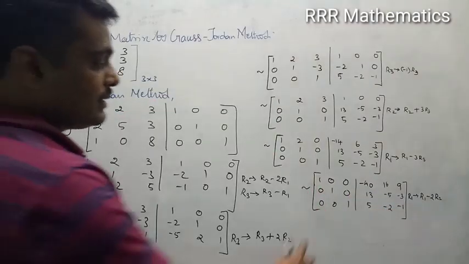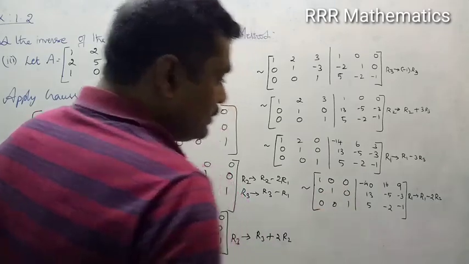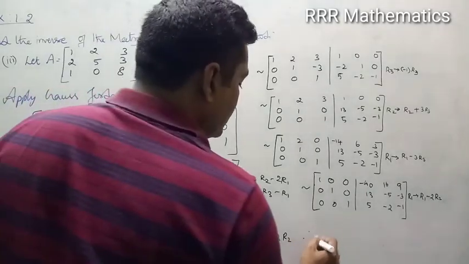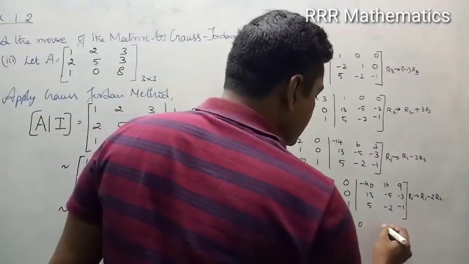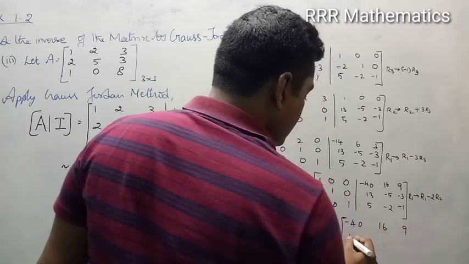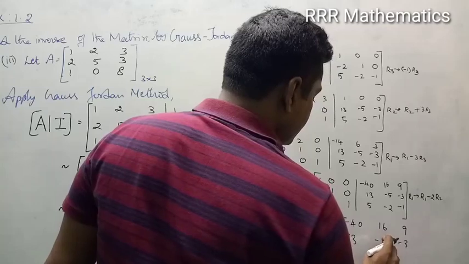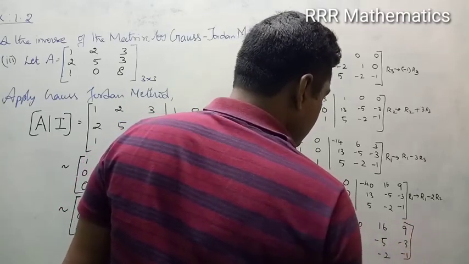Finally, the first 3 by 3 has become an identity matrix: 1, 0, 0, 0, 1, 0, 0, 0, 1. What we are getting here is nothing but the inverse of A. Therefore, A inverse will be minus 40, 16, 9; 13, minus 5, minus 3; 5, minus 2, minus 1. Got it?